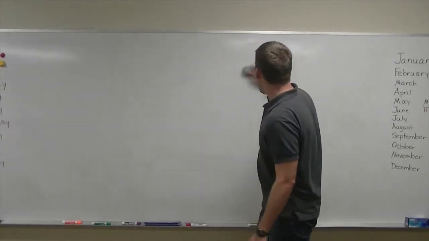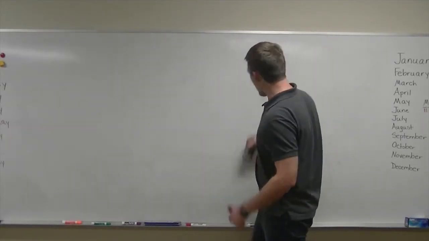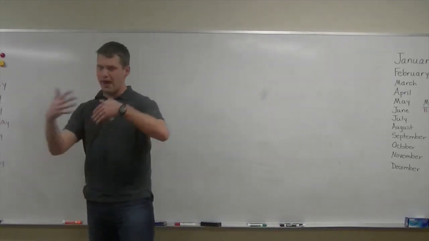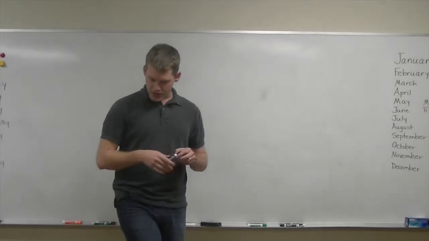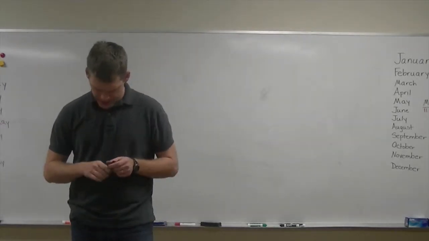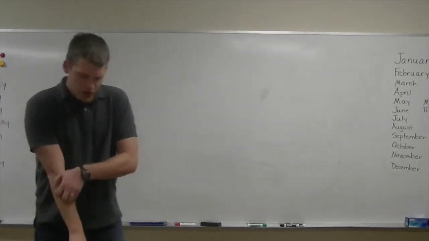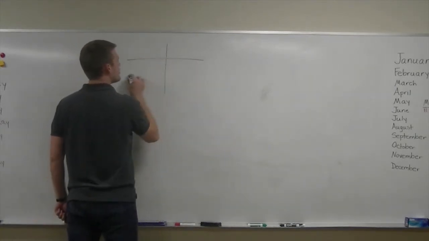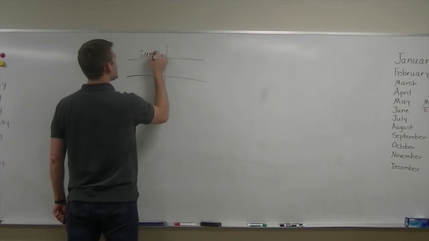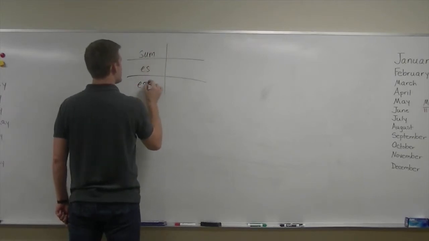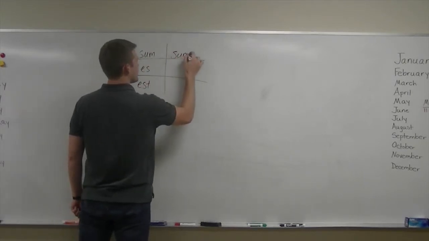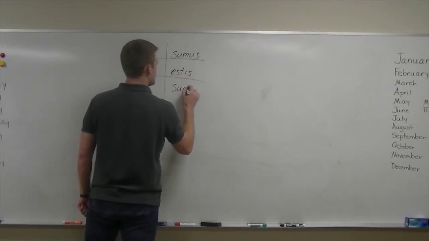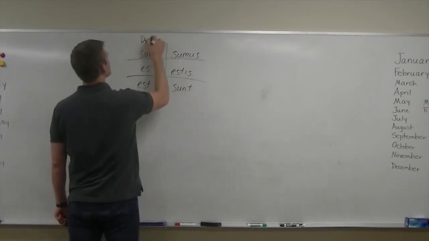Chapter 6 isn't going to really add a ton. Really, there's just one main thing that Chapter 6 is going to add. But first, I want to go back to sum, and that's what we'll start with. So that's on page 37. So sum, we've so far got the present tense of sum, right? Sum, es, est, sumus, estis, sunt. That's the present indicative of sum.